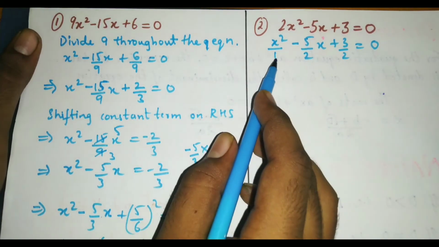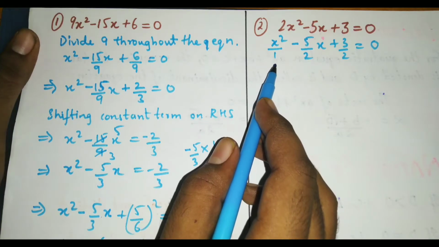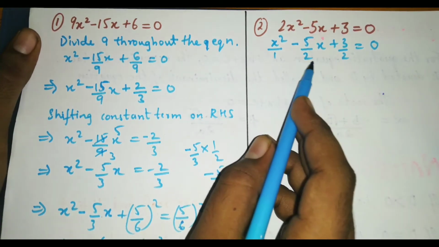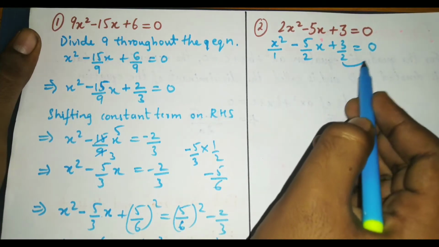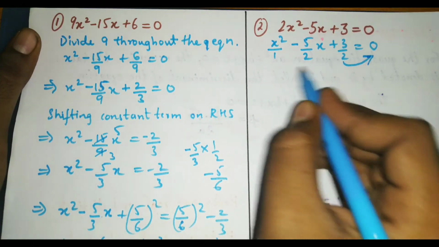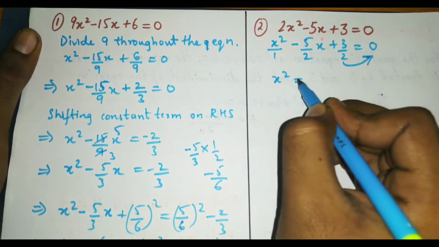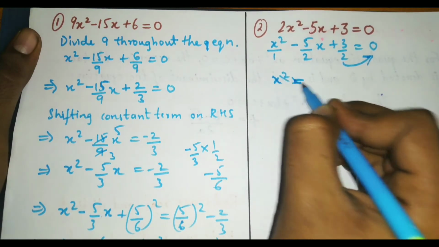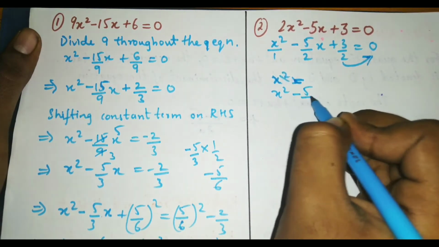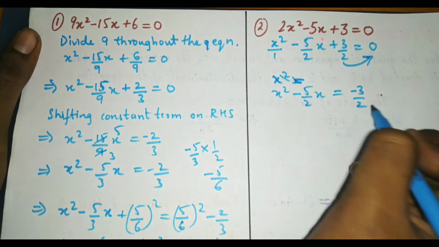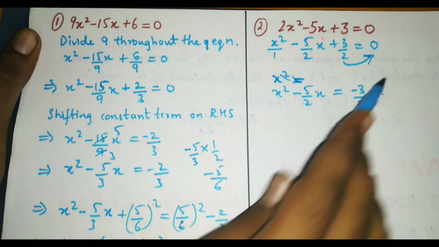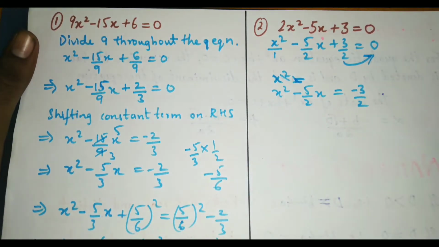Fine. So this is the equation we got. Now the next step is to check if any simplification is possible. If there is no other simplification, then you have to shift the constant term towards the RHS. So x square minus 5 by 2x equals minus 3 by 2. I have shifted this constant term towards the RHS.